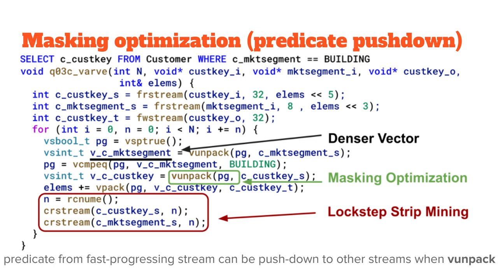This program also showcases a special optimization we call masking optimization. If a predicate can be calculated on a fast progressing stream, in the example, the market segment column, it can be pushed down to other streams, for example, the customer key column, when unpacking values from the streams. This saves precious vector register bits towards the non-filtered values. Masking optimization is particularly useful for VarVE, as it avoids the fast progressing stream being slowed down by slower progressing ones because of the dynamic lockstep strip mining.